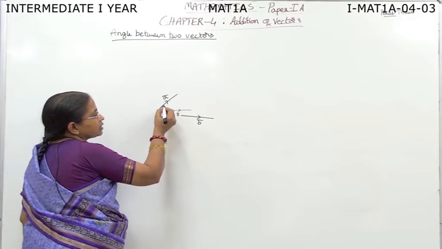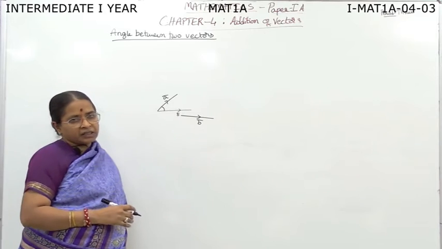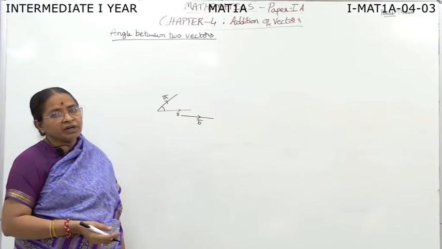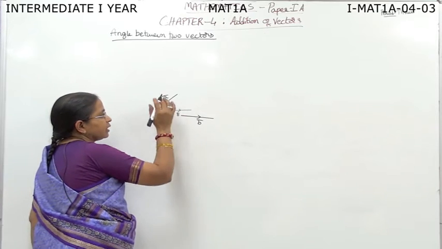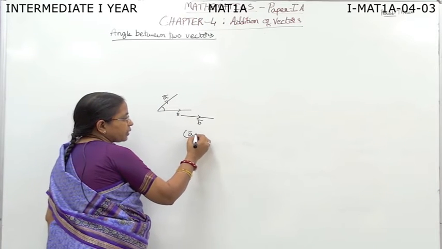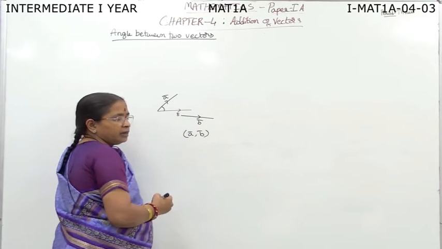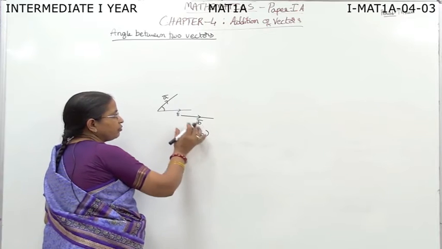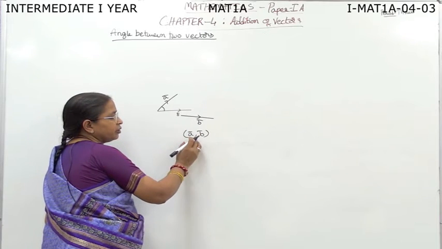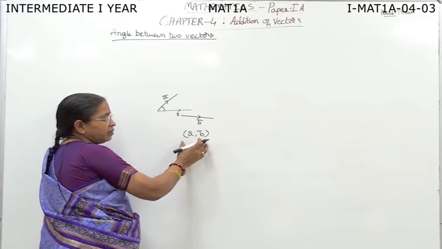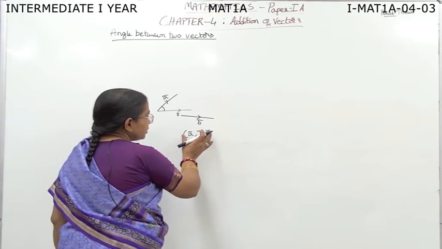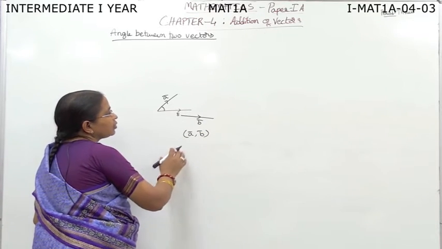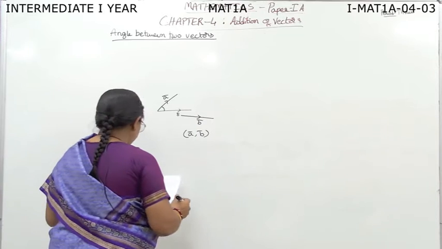The angle which is less than 180 degrees, the angle which lies between 0 and 180 degrees, is called the angle between the two vectors A and B, and it is denoted by the symbol AB. So it is an ordered pair of vectors A and B. This symbol denotes the angle between the two vectors A and B.